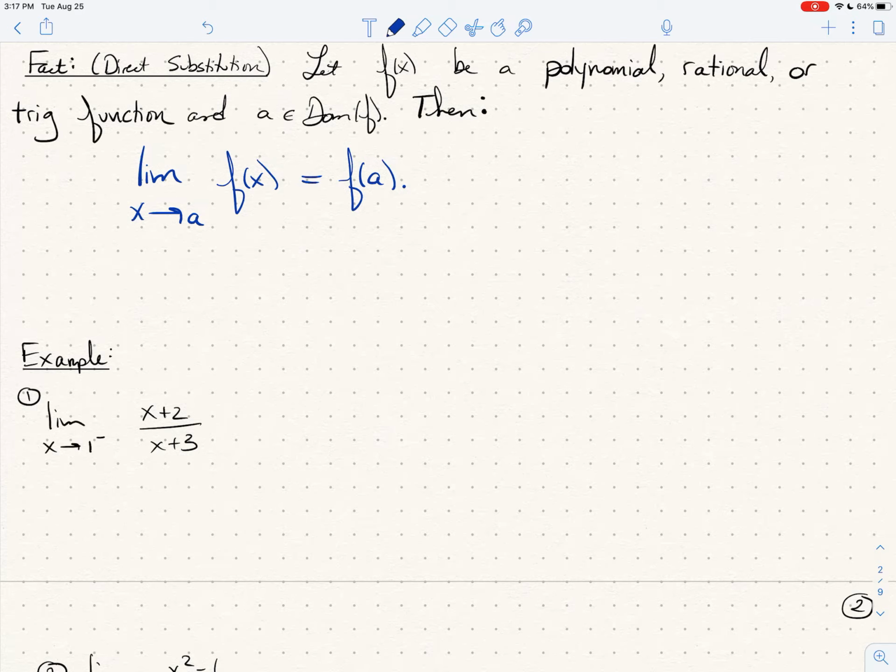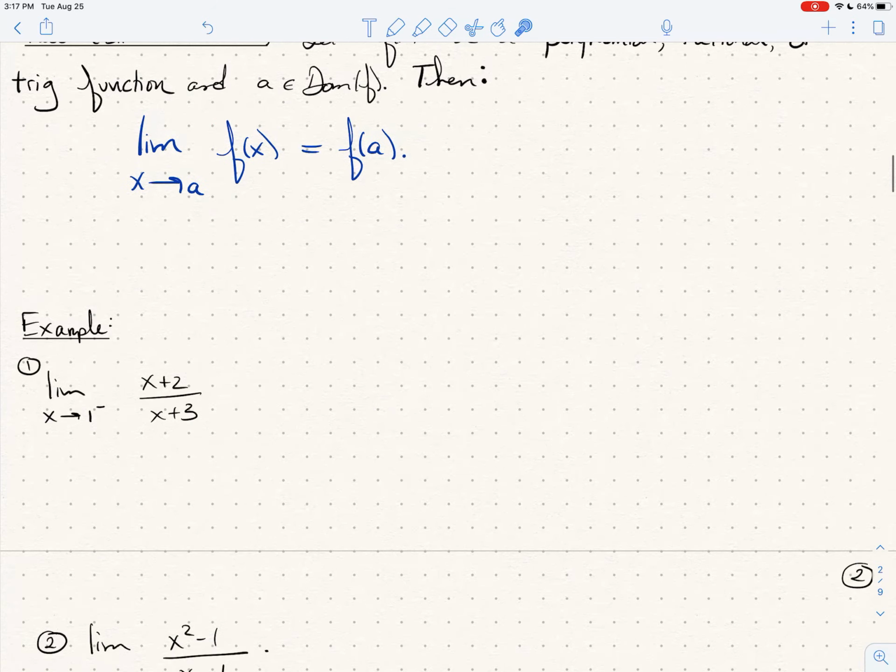Now we'll talk about this more in the next section, but I do want to make it very clear to you in general, as we learned in the last section, limits do not depend on the value of the function at the point. They don't depend on f of a in general. It just turns out that for nice functions like polynomials, rational functions, or trig functions, if functions are nice enough, then this limit will always agree with the value of the function. So that's useful to know.